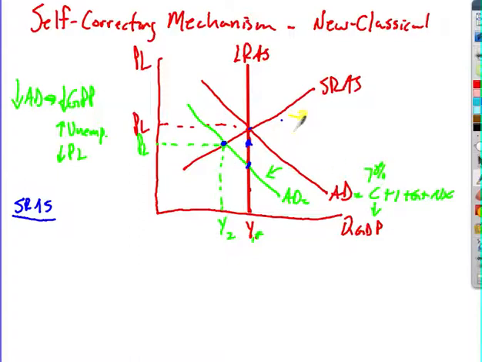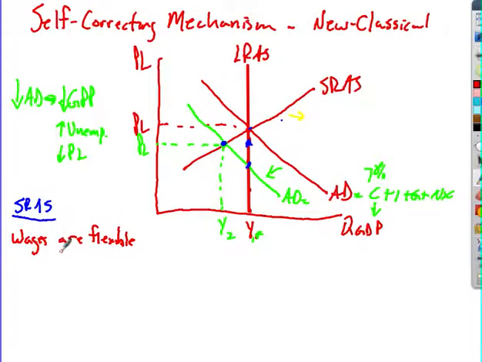All right, and so what would cause a short run aggregate supply curve to shift to the right? In the new classical argument, they're assuming that wages are flexible. All right, and that they can go down or they can go up, but that they are flexible downward. And so this is kind of key in understanding how this economy would tend to correct itself.